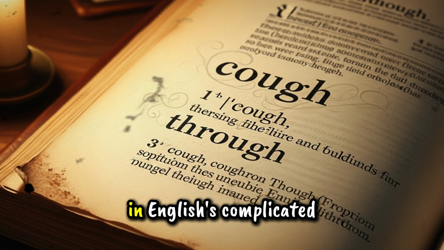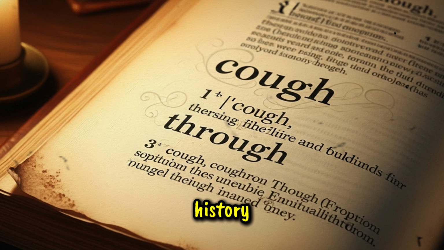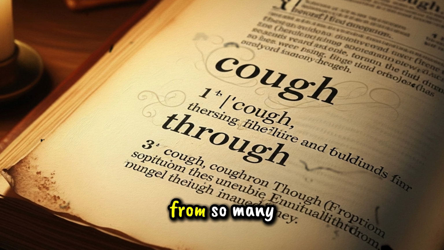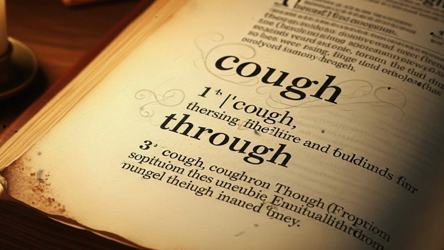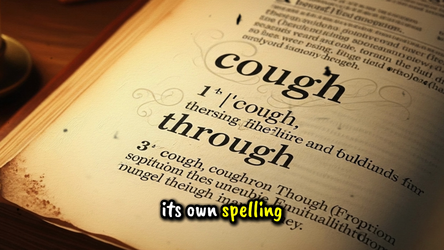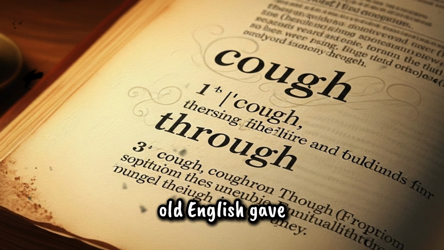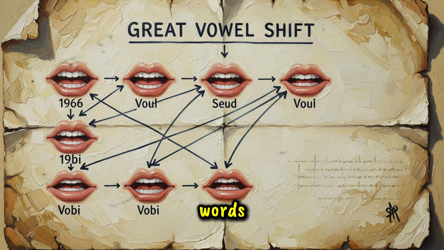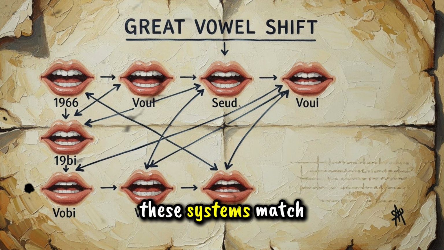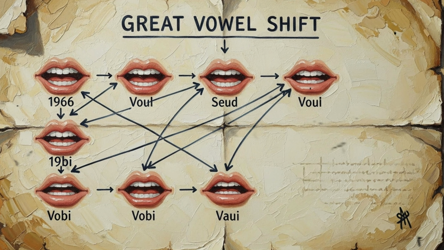The answer lies in English's complicated history. English borrowed words from so many different languages. Each language brought its own spelling and pronunciation rules. Old English gave us simple words. French gave us fancy words. Latin and Greek gave us technical words. And none of these systems match perfectly.